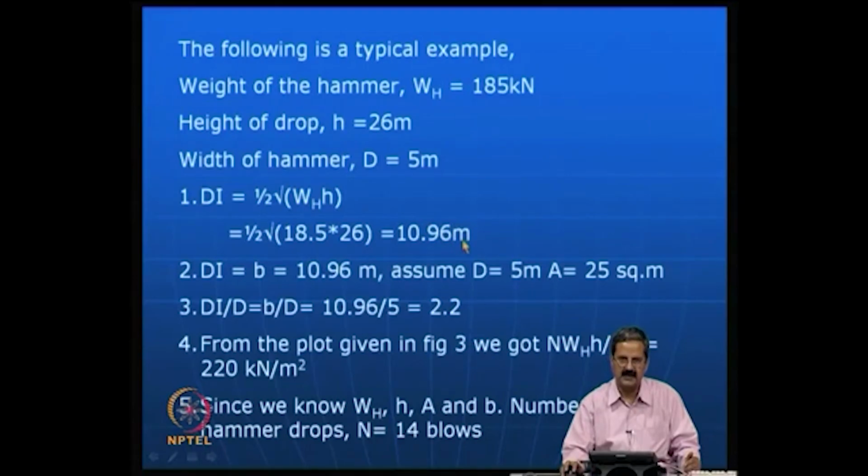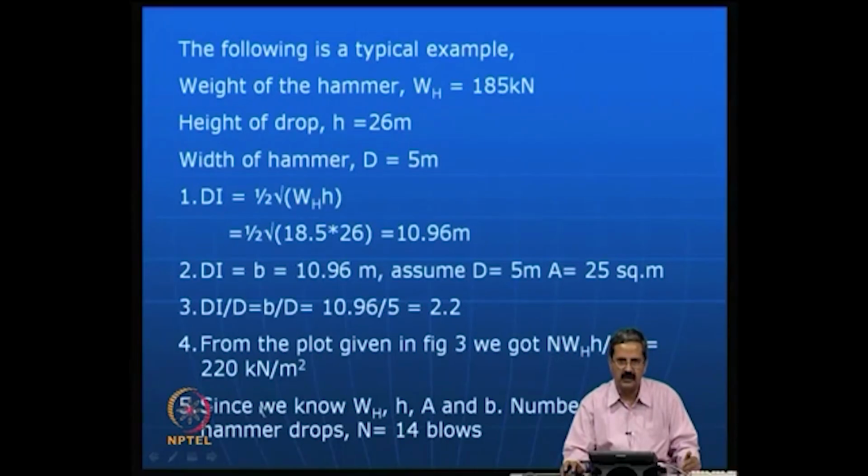This is given by this expression. About 10 meters is what is required, about 11 meters. Now using these values, we assume D as 5 meters, and the area of cross section is 25, I am just assuming it as square for simplicity. If you get this B by D, when I have to refer to the graph, I get a term called B by D, which is 10.96 divided by the diameter, so 2.2.